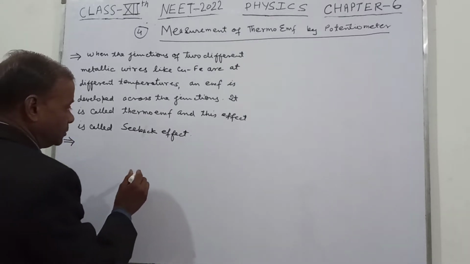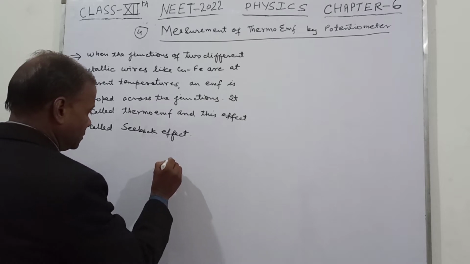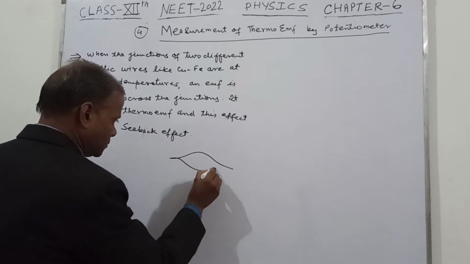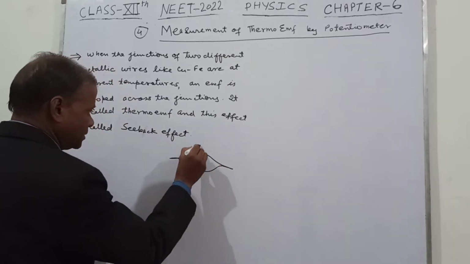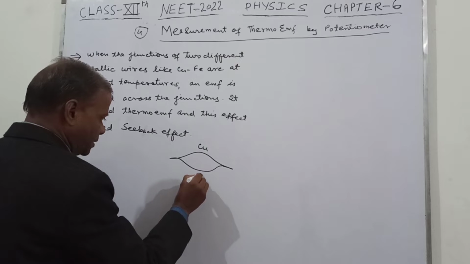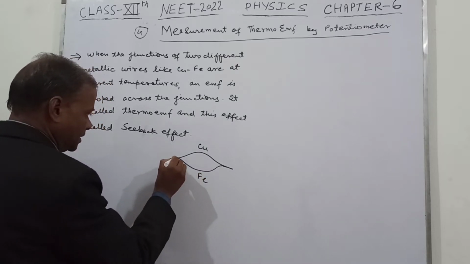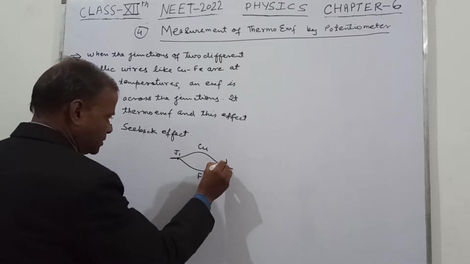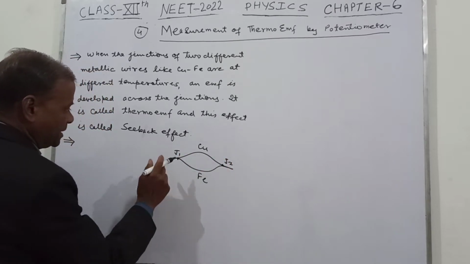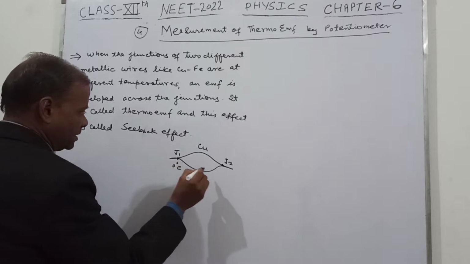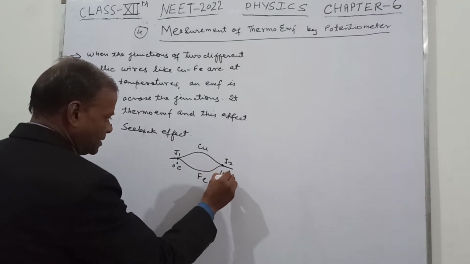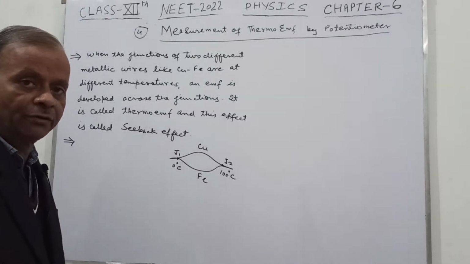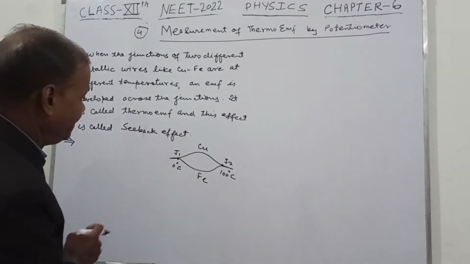Now suppose this is copper and this is iron. These are the junctions. This is the junction J1, this is the junction J2. This is at suppose 0 degree centigrade, and this is at suppose 100 degree centigrade. Then an EMF is developed across this junction.